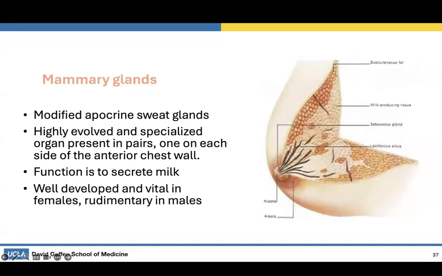Lastly, the final type of glands are mammary glands, another type of modified sweat gland. These are highly evolved and specialized organs that are present in pairs, one on each side of the anterior chest. The primary function of these glands is to secrete milk for a newborn baby. These glands are made up of fat, connective tissue, and glandular tissue that produces the milk. While these are well developed in females, they're actually rudimentary in males.